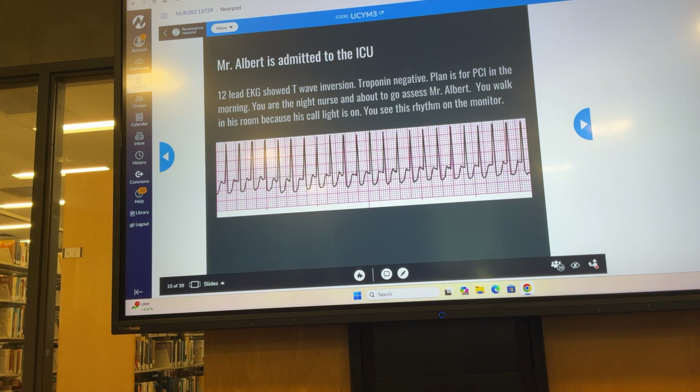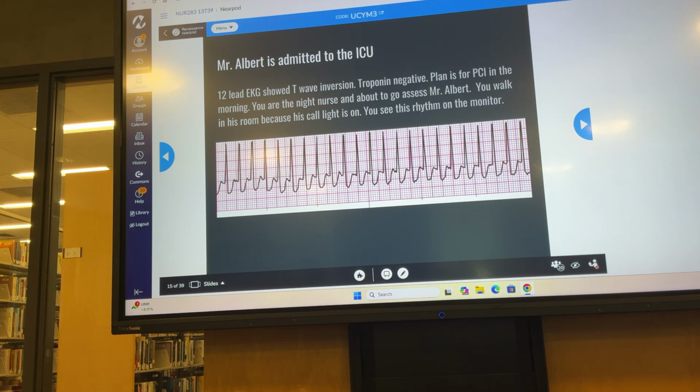Mr. Albert's like, yo, are you going to bring me my orange Jello? I'm very hungry. And you're like, but your heart though, oh wow, okay. So what are we going to do? First of all, what is that rhythm called? SVT, supraventricular tachycardia. Okay, so he's in SVT. Is he stable or unstable? Stable. Okay, how do I know he's stable?